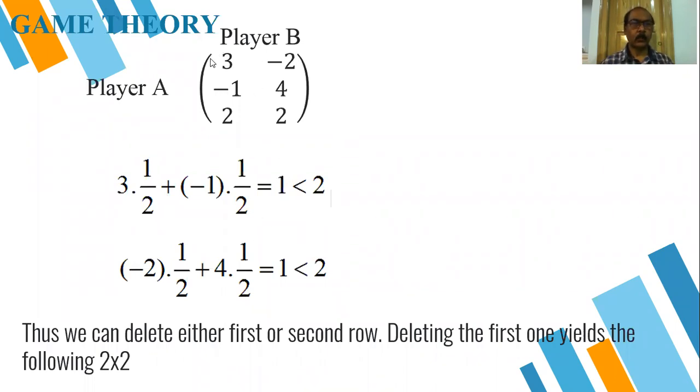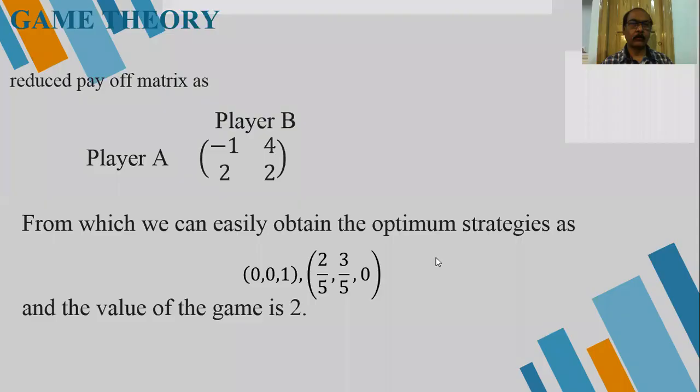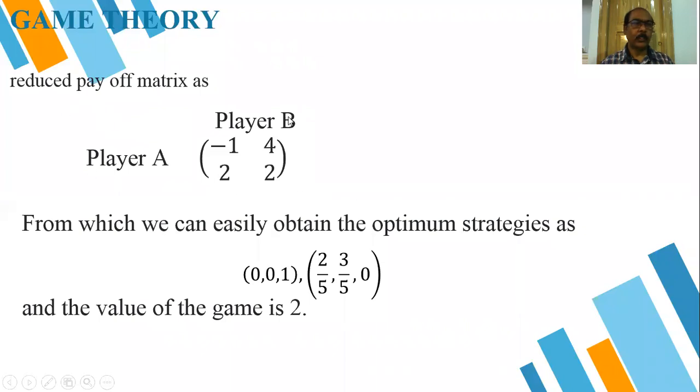So either we can delete the first row or we can delete the second row. So we will get the 2 cross 2 pair of matrix. The reduced pair of matrix is minus 1, 4 and 2, 2, and if we calculate our optimal strategy by using the algebraic method, we will get the optimal strategy 0, 0, 1.